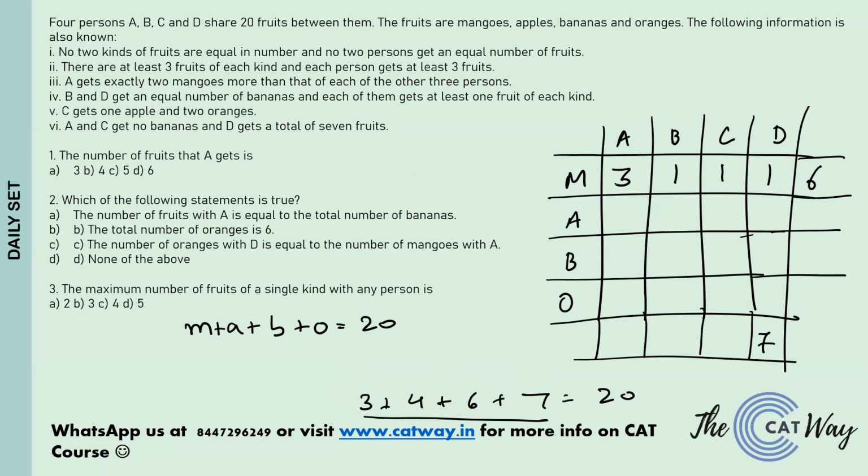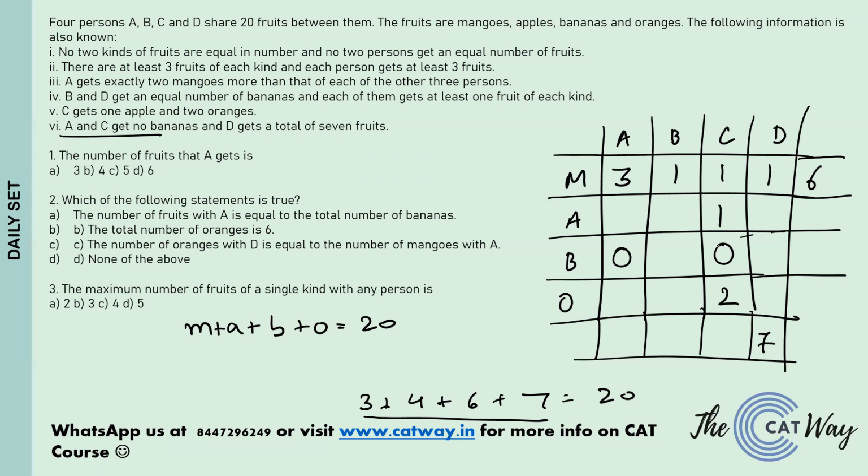Okay, now let us move ahead. Okay, chalo. Acha, if you see, it has been given in point 5 that C gets 1 apple, and he also gets 2 oranges. Also, it has been given that A and C got no bananas. So A also didn't get any banana, C also didn't get any banana.